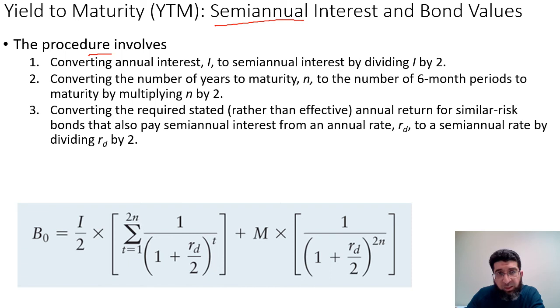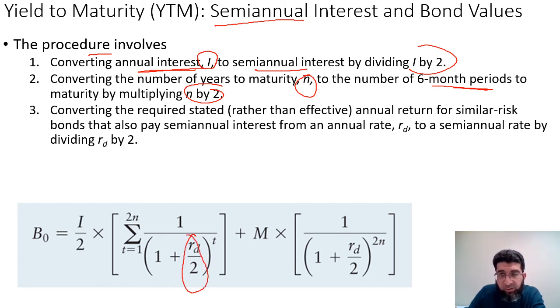We can convert annual interest rate I to semi-annual by dividing it by 2, converting the number of years to maturity N to the number of 6-month periods to maturity by multiplying N by 2. So basically we divide the interest rate by 2 and we multiply the time period by 2. We also convert the required stated annual return for similar risk bonds that also pay semi-annual interest to a semi-annual rate by dividing RD by 2.